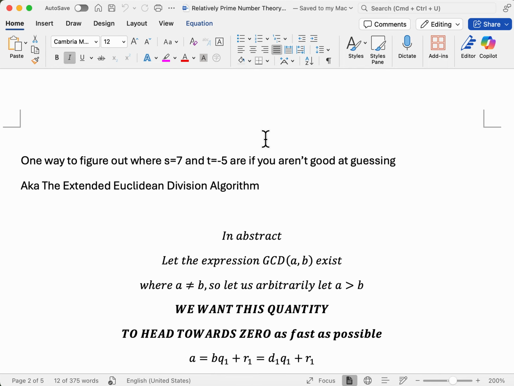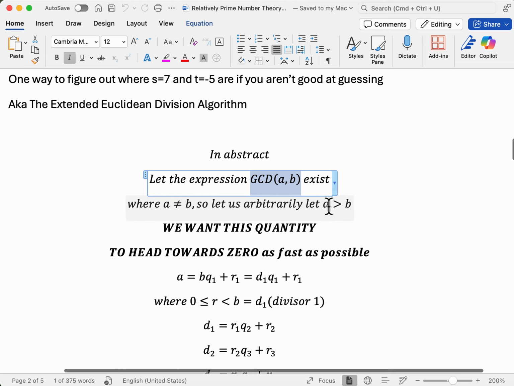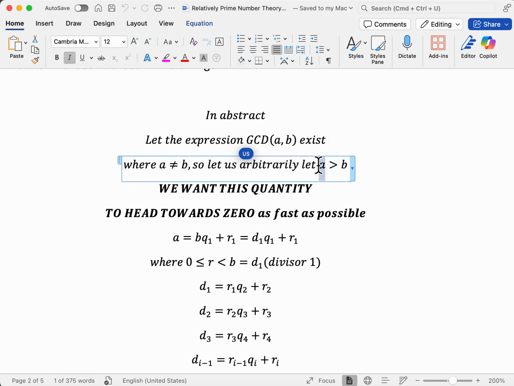However, if you want to figure out where this s and t come from, well, I'm sorry, but unfortunately you're just going to have to use the extended Euclidean division algorithm, which is a pretty tedious recipe. In abstract, it looks like this. Consider the greatest common divisor of a and b. A and b are not the same number, so by transitivity and ordering, one number must be bigger than the other. Good. The number that is bigger is the dividend, what you're dividing out of.